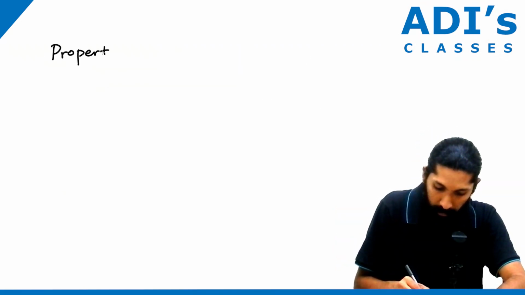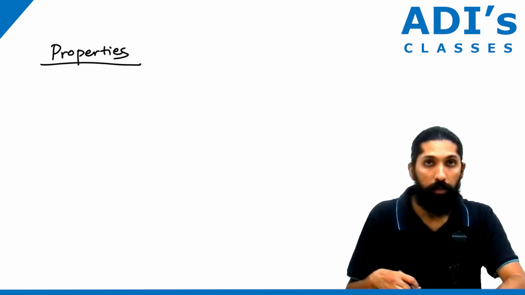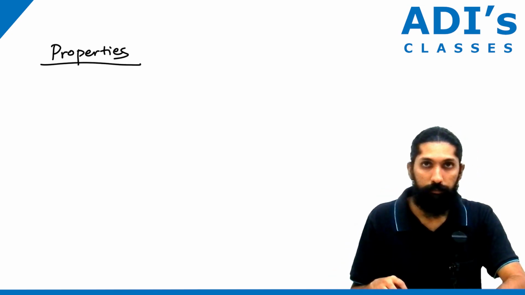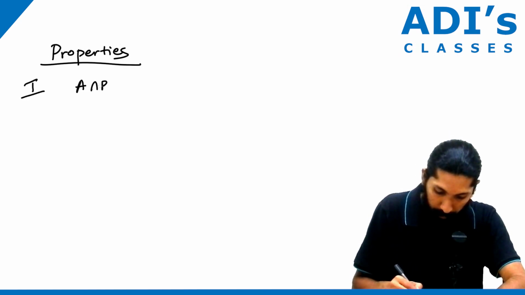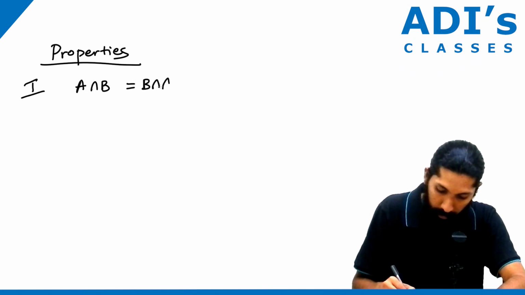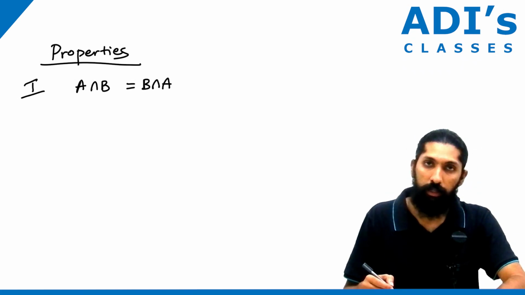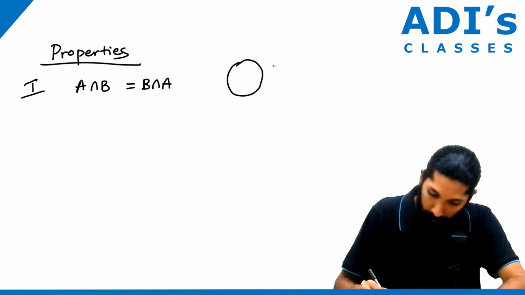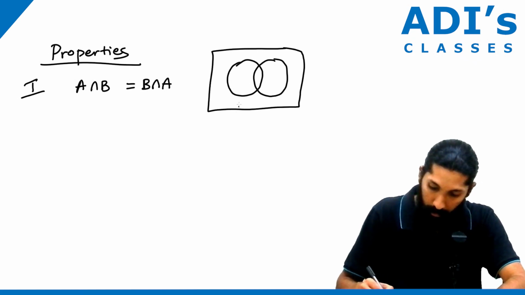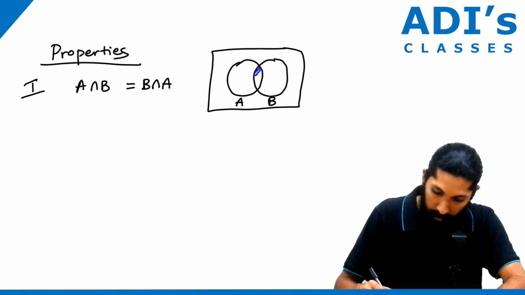Now let's look into certain properties of intersection. There are a few properties, just like union, which we discussed in the previous video. Very simple properties. Now, first one is the commutative law. That is A intersection B is equal to B intersection A. This we can represent very easily over a Venn diagram. Suppose this is A, this is B, in the Venn diagram. Now the common part is nothing but A intersection B, correct?